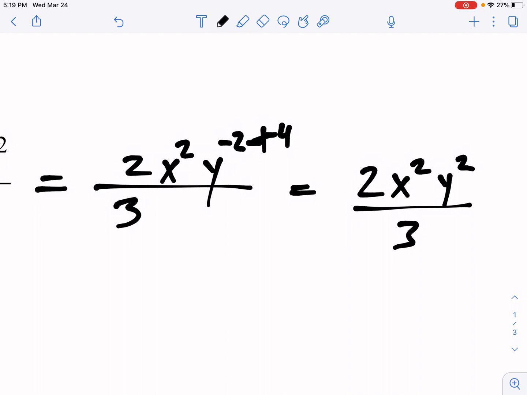Well, do we have any negative exponents? No, so that's as simple as we can go. There's nothing to change here. If we have positive exponents, we're okay.